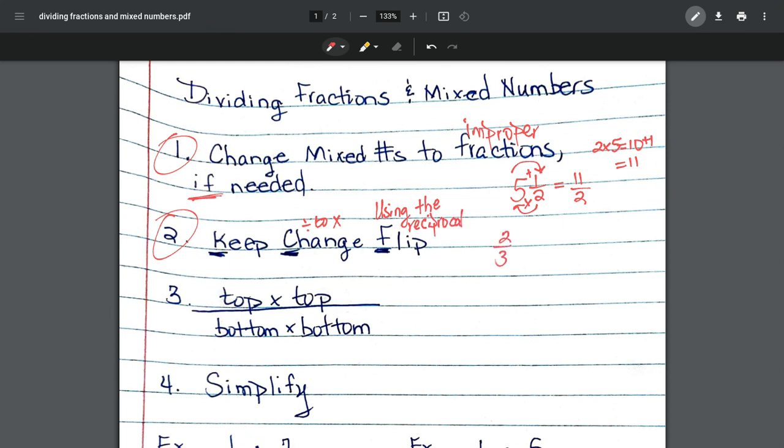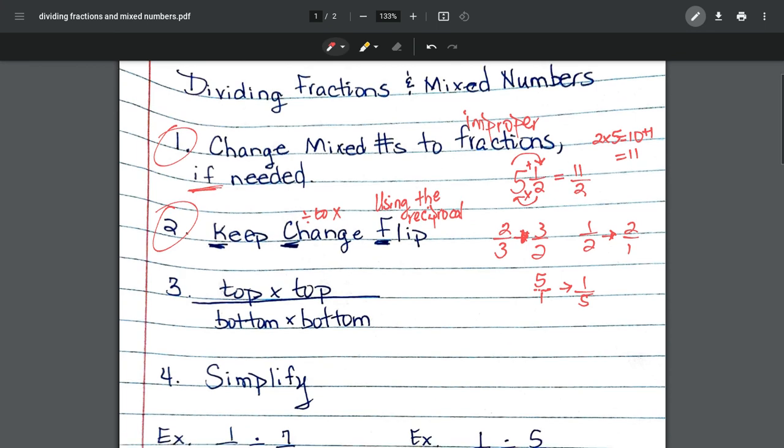The reciprocal of 2/3 just means you flip it. It would be 3/2. The reciprocal of 1/2 would just be 2/1. The reciprocal of 5, well, 5 is over an understood 1. Remember, if you have a whole number, put it over 1. The reciprocal will be 1/5. So that's what I mean when I say flip. You just use the reciprocal, okay?